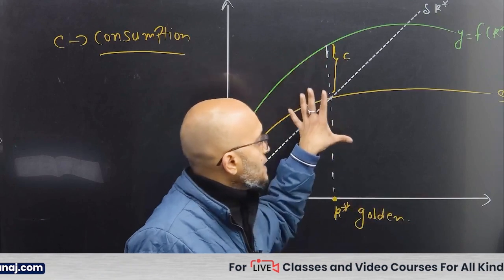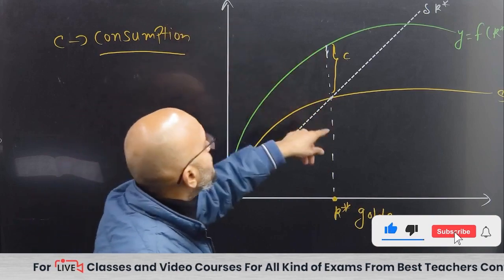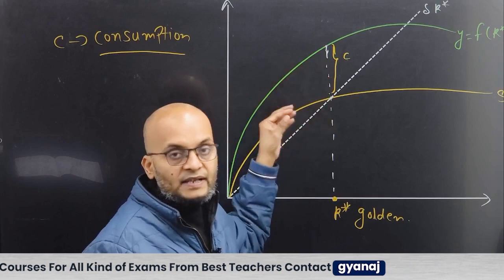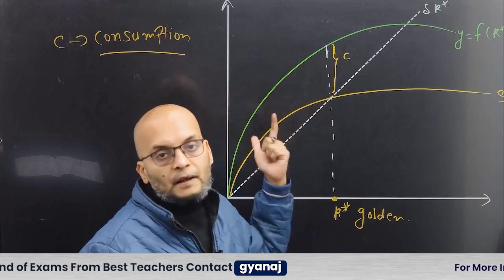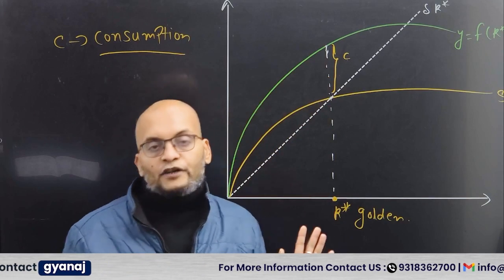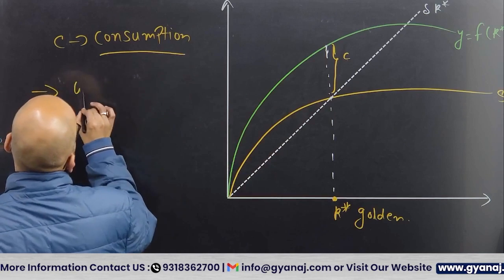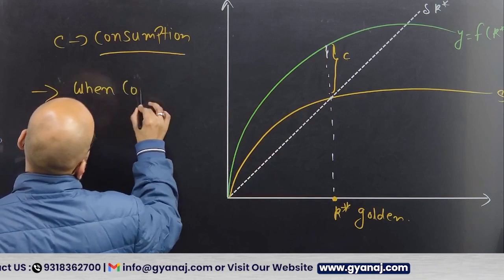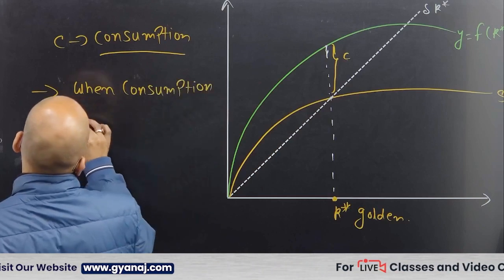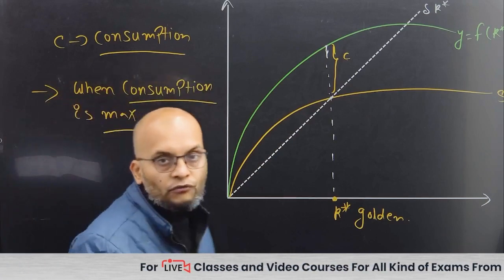So this is K star golden. Got it? Here we are taking output anyway. So this difference between the income and savings is maximum. That means consumption is maximum. This is our K star golden. Got it or not? So golden rule steady state will occur when consumption is maximum. So maximum consumption is at K star golden.